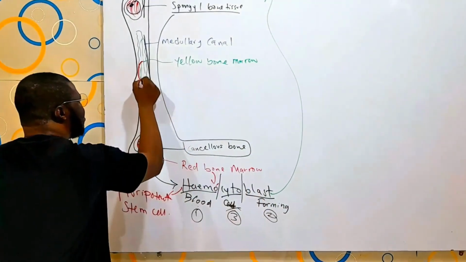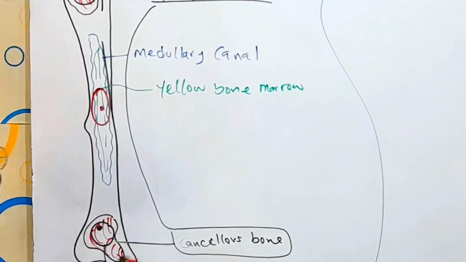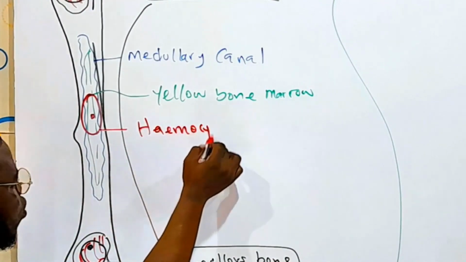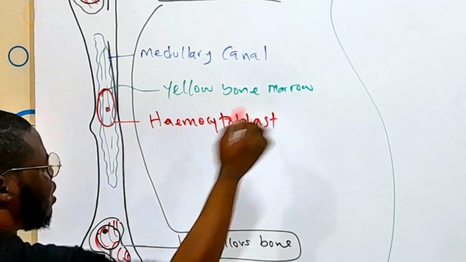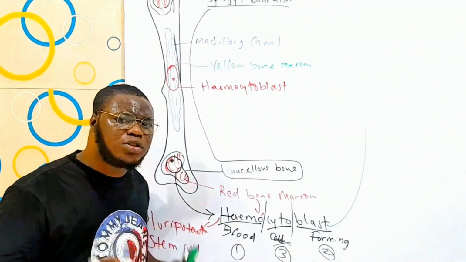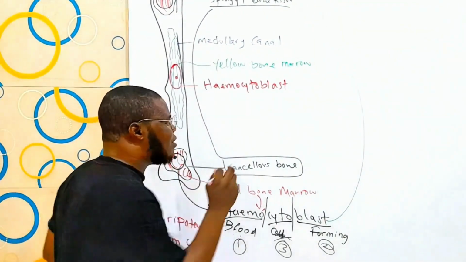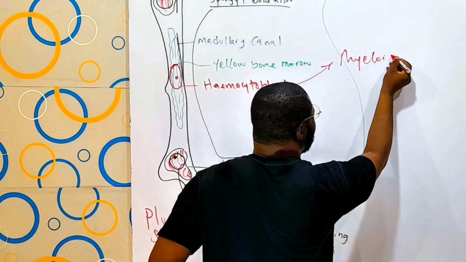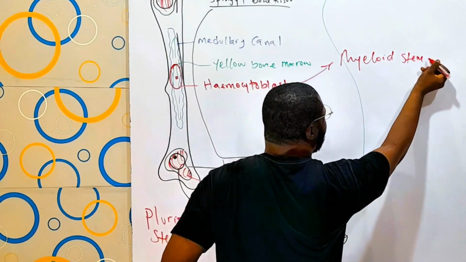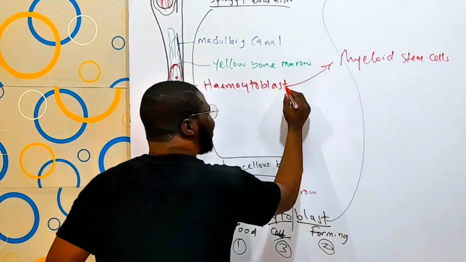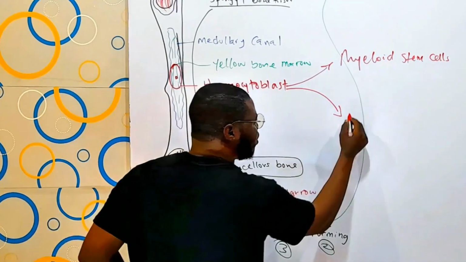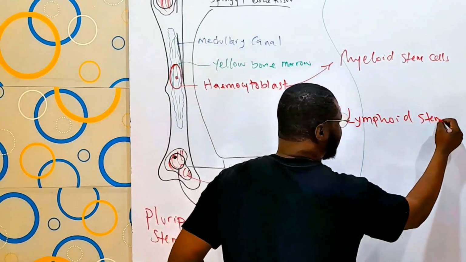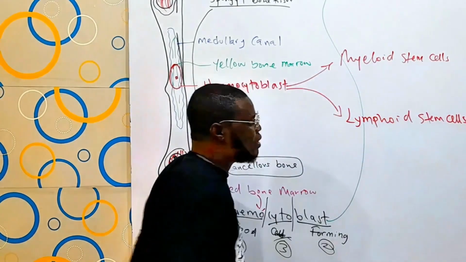Now, let's take a look. Let's say this guy here is the hemocytoblast. For example, let's pick our hemocytoblast here. This is the hemocytoblast. This hemocytoblast, primarily, is used to divide into two cells. And the first cell is called the myeloid stem cells. Myeloid what? Stem cells. And then it can divide into something else called the lymphoid stem cells. As simple as that.